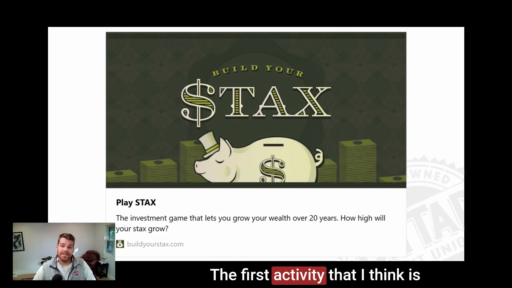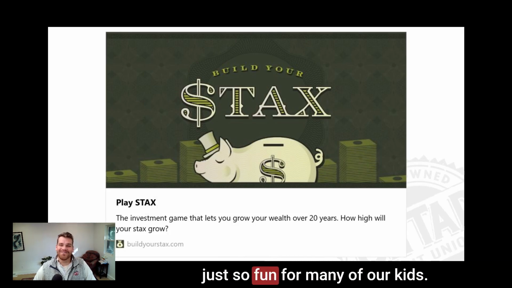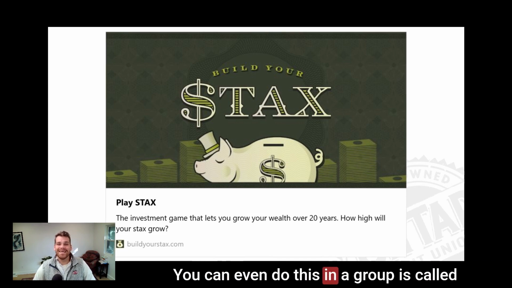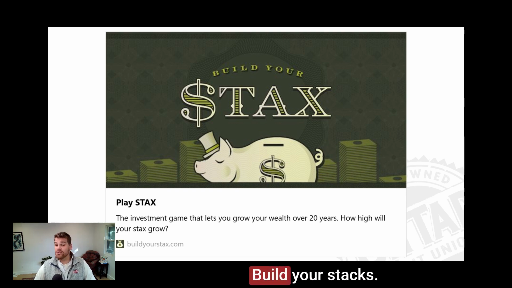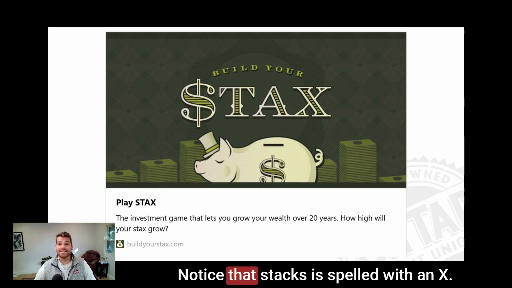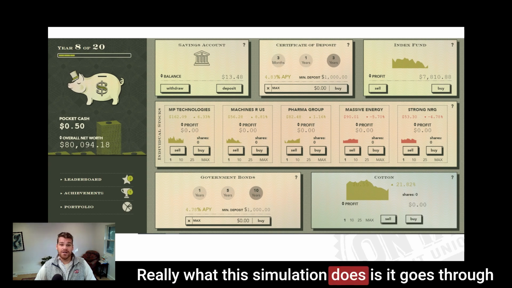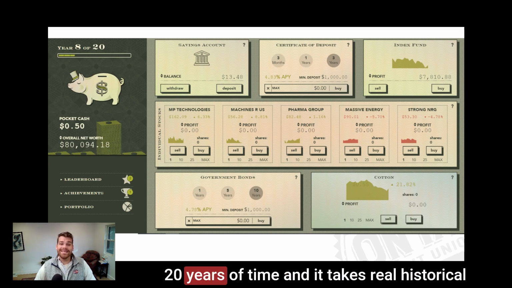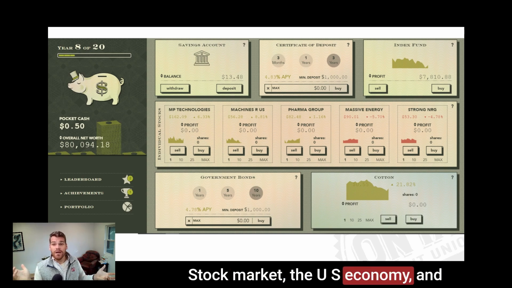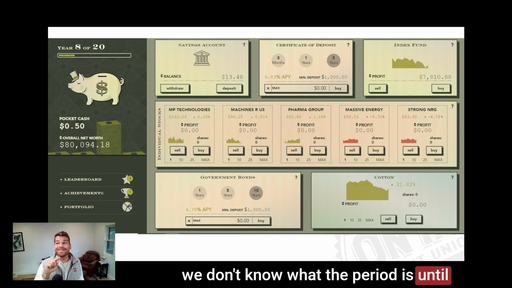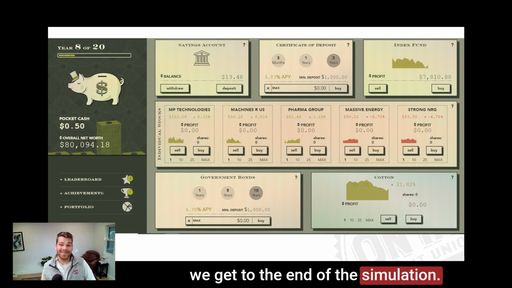The first activity that I think is just so fun for many of our kids, you can even do this in a group, is called Build Your Stacks. And you can find it at buildyourstacks.com. Notice that stacks is spelled with an X. Really, what this simulation does is it goes through 20 years of time, and it takes real historical data from some period of the US stock market, the US economy, and we don't know what the period is until we get to the end of the simulation.